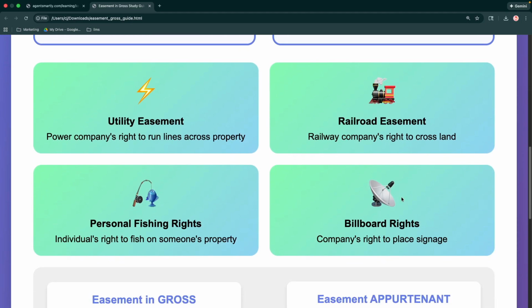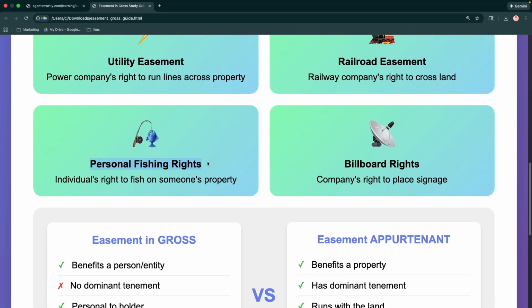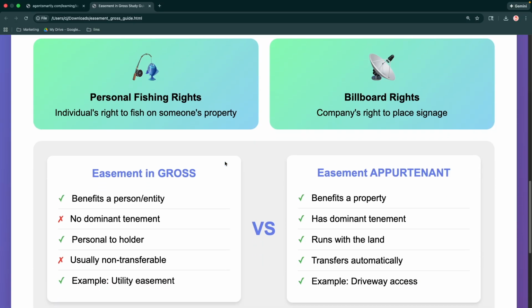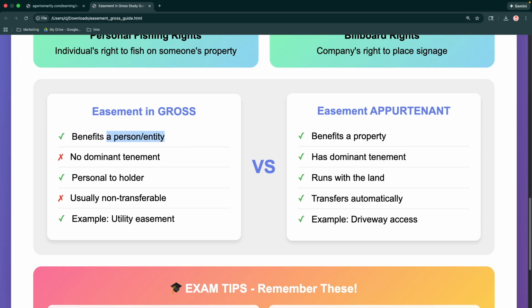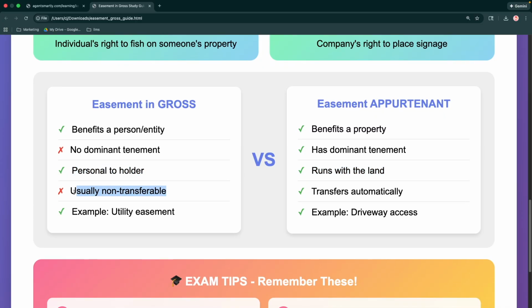There are some examples of easements in gross. It could be, what we talked about earlier, the utility easement, where the power company or the water company could cross your land. Another example would be personal fishing rights. You allow someone to have the right to fish on someone's property. And a little comparison right here: one benefits a property and runs with the land, and this one runs with the person and is non-transferable. The other type is transferable automatically.